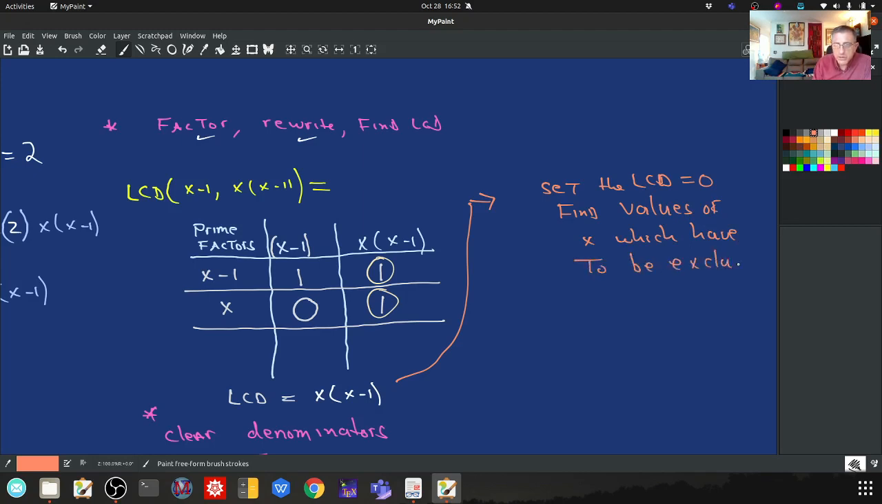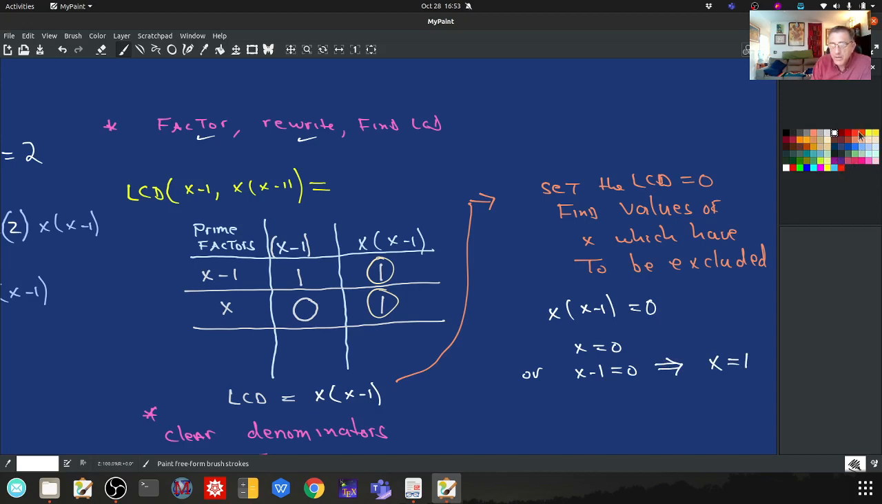So you can do it either way. You can set both denominators equal to 0 or the LCD, but that just means I solve the following. x times x minus 1 is equal to 0. So that means either x is equal to 0 or x minus 1 is equal to 0. And if x minus 1 is equal to 0, that implies x is equal to 1.